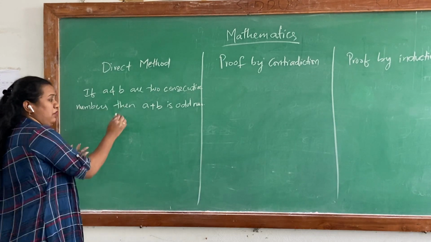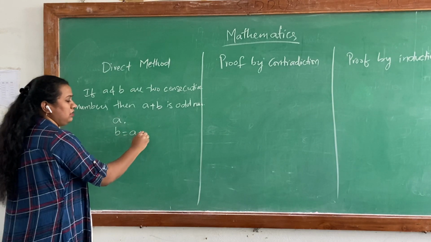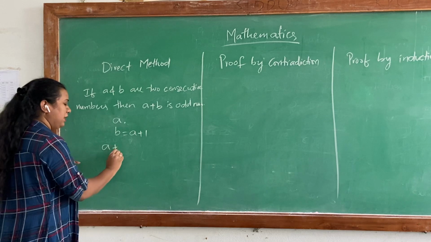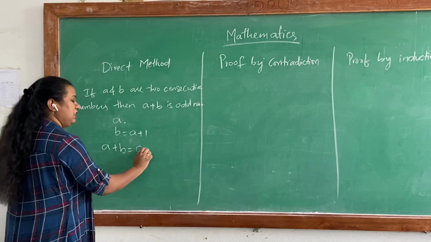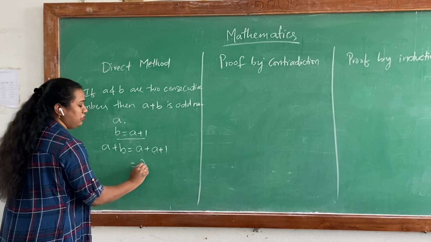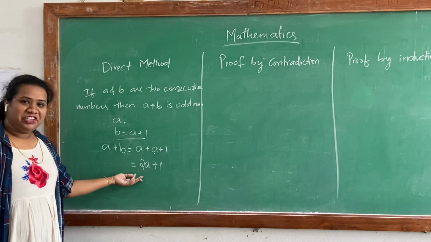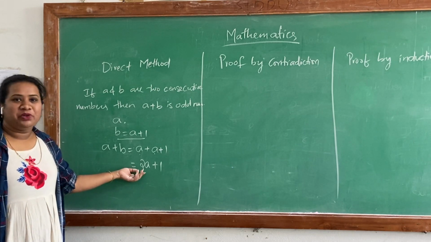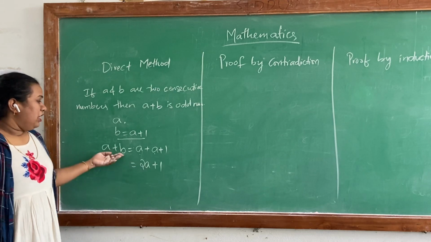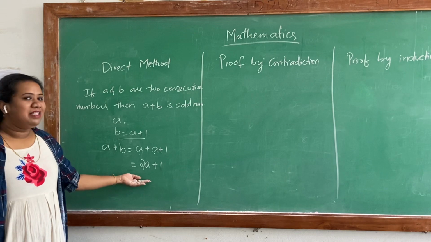First, if A and B are consecutive numbers, then B will be A plus 1, right? So to do the sum A plus B, that means A plus (A plus 1). This is A plus A, which is 2A plus 1. So by definition of odd number, it is very clear: 2k plus 1 or 2n plus 1 or 2n minus 1, that is the definition of odd number. So now A plus B is equal to 2A plus 1. By definition of odd number, this is an odd number.